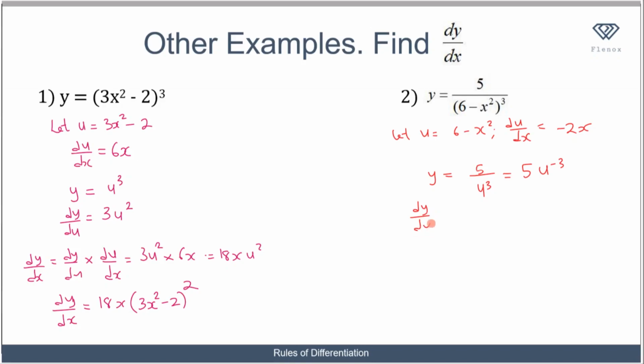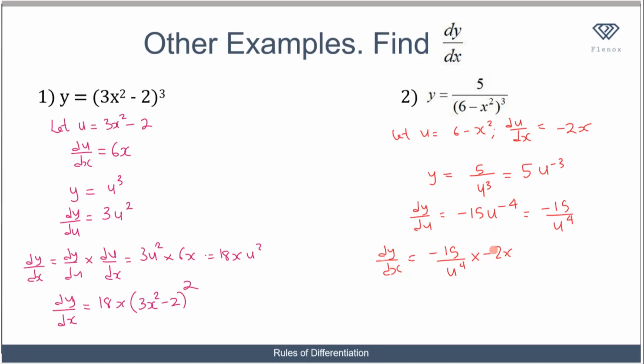So dy over du becomes, I have minus 3 times 5, which gives me minus 15 times u raised to the power minus 3 minus 1, which gives me minus 4. Which is the same thing as saying minus 15 over u raised to the power 4. So now I know that my dy over dx will just be the multiplication of dy over du by du over dx, which is minus 15 over u raised to the power 4 times minus 2x.